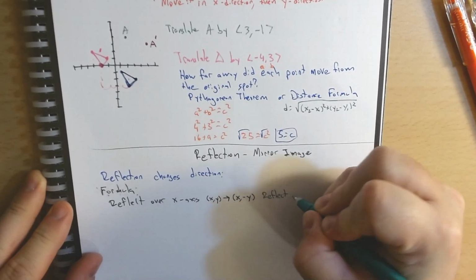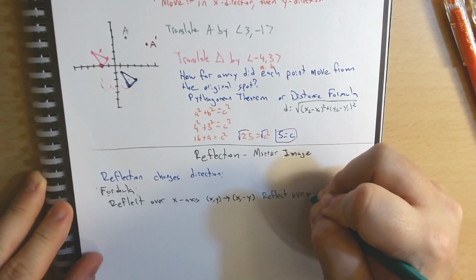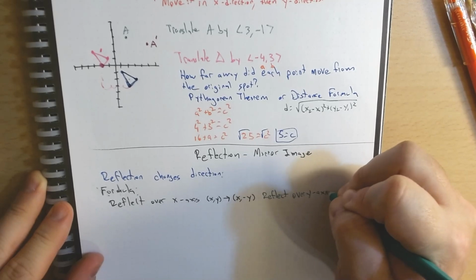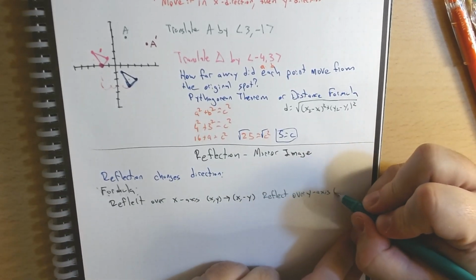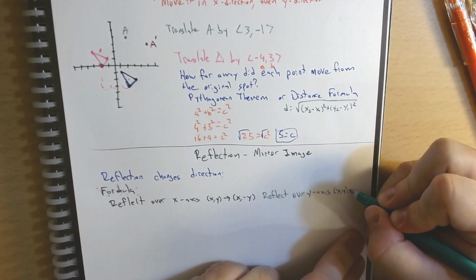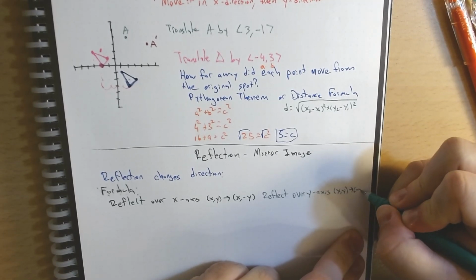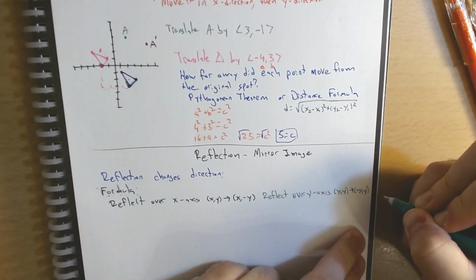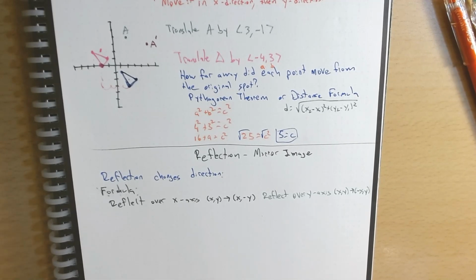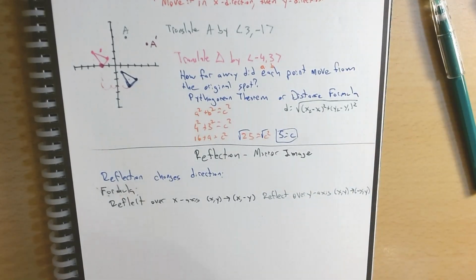If you reflect over the y-axis, you get xy turns into negative x, y. So if you're going that way, just put a negative in front of the x value.